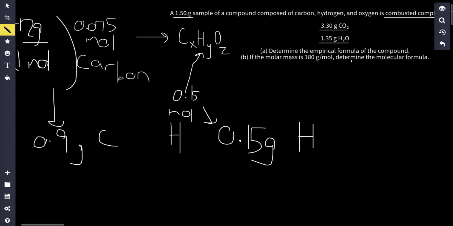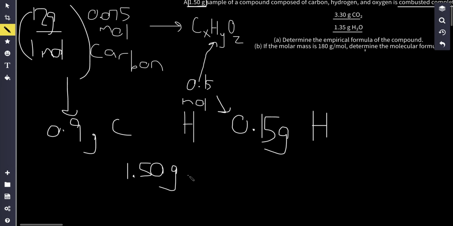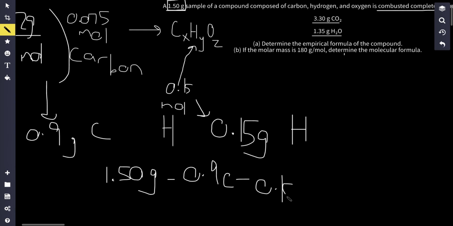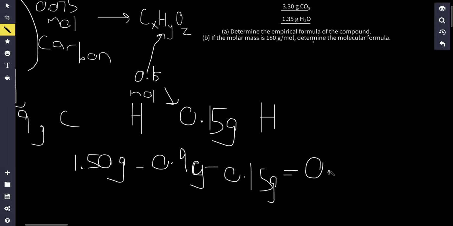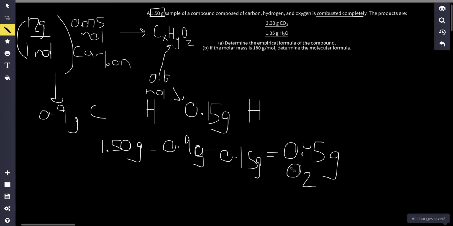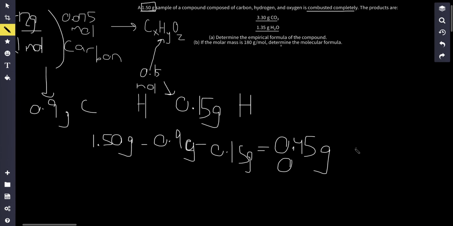Now, what we do is we take the total amount of grams that the compound weighs. So we know that this compound weighs 1.50 grams. If carbon makes up 0.9 grams and the hydrogen makes up 0.15 grams of all of this, that means that oxygen has to make up the rest, so we subtract. So oxygen has to make up 0.45 grams of this compound, right? And now we can just convert this back into moles.